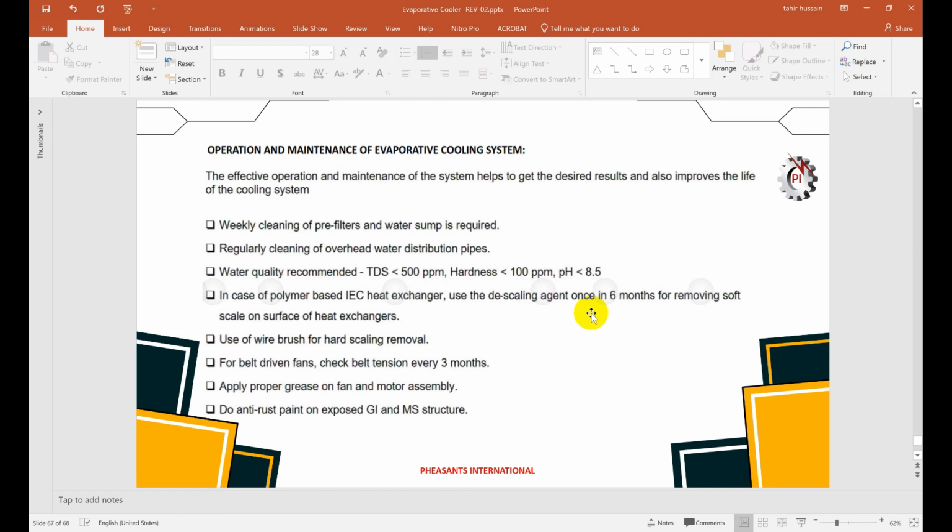So we can use the wire brush for hard scaling removal. For belt driven fans, check belt tension every 3 months, apply proper grease on the fan and motor assembly, and do anti-rust paint on exposed GI metal. So this is the maintenance.